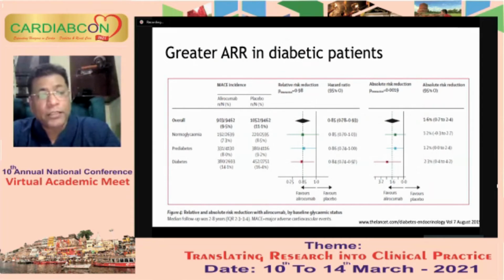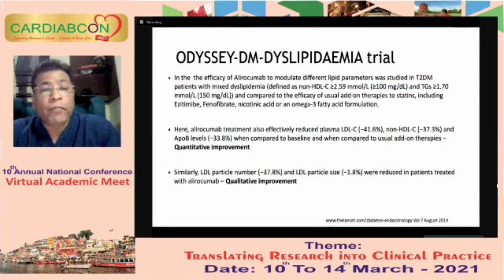So we found similar findings in ODYSSEY as well as in the FOURIER trial: diabetic patients had more absolute risk reduction and NNT was lesser. So definitely those patients of prolonged diabetes, patients with target organ damage, they qualify for PCSK9 inhibitors in order to achieve the target LDL cholesterol.